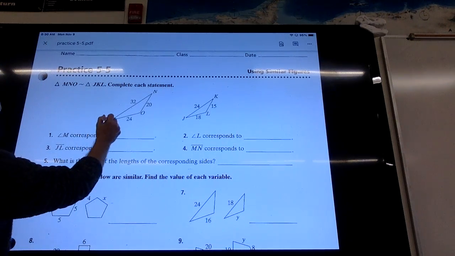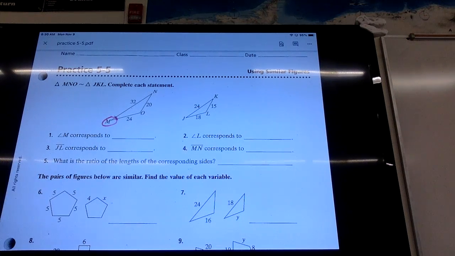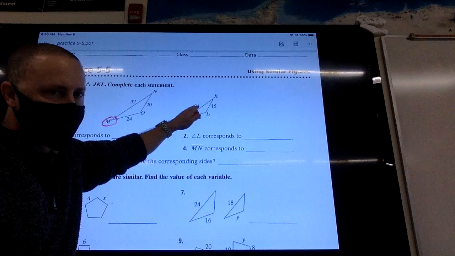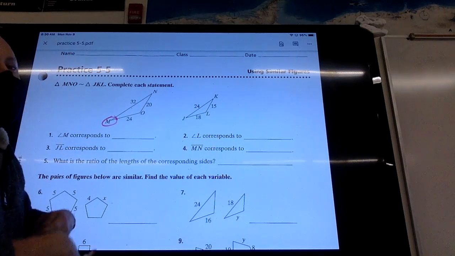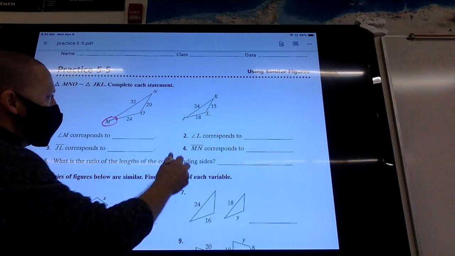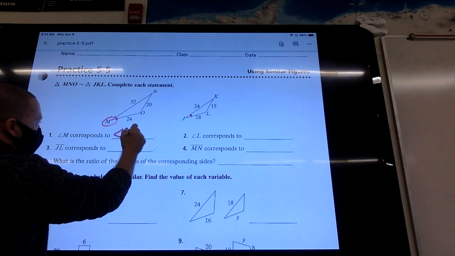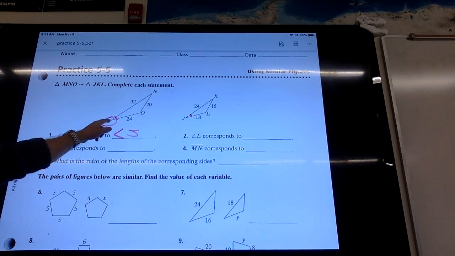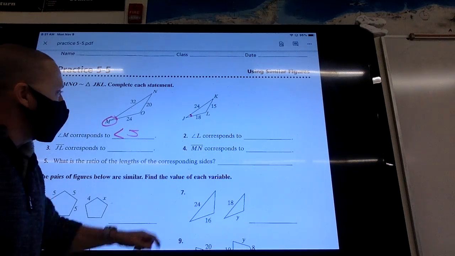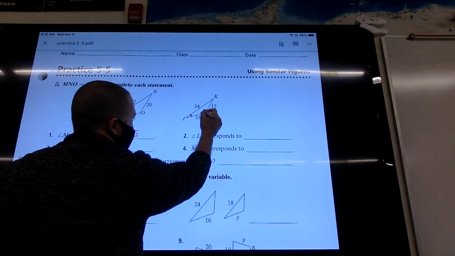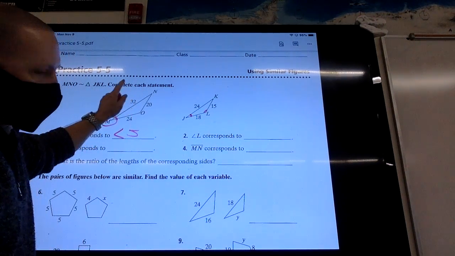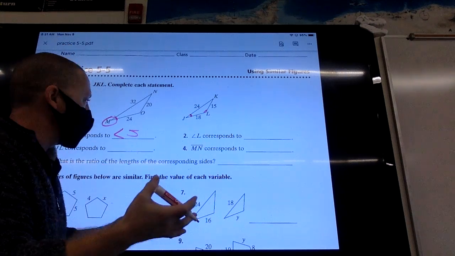Angle M, which we know is right here, corresponds to what angle on the other side? Which spot on this triangle matches that spot there? This one matches there. So you'd answer by saying angle J matches angle M. They're asking the same thing for angle L. If here's angle L on this one, what angle on that one matches it? And you'd write that down.